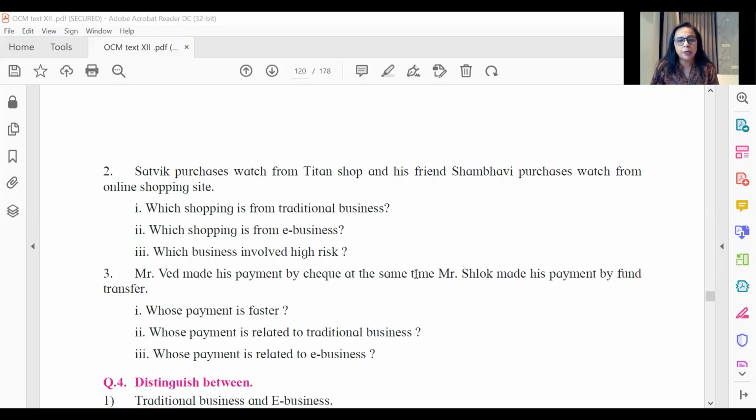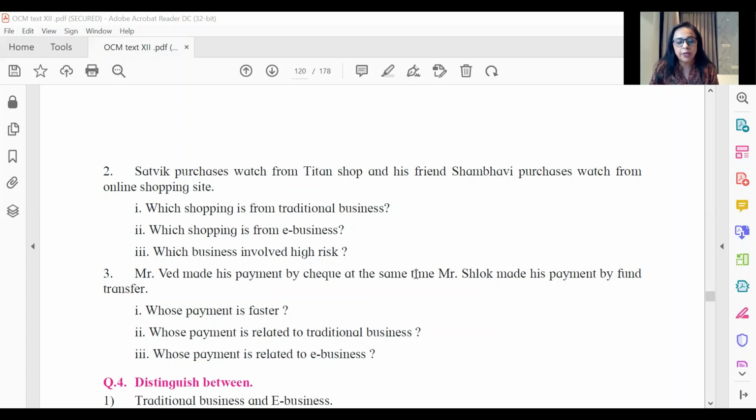Mr. Wade made his payment by check. At the same time, Mr. Shlok made his payment by fund transfer. Once again, if you read this question, first of all, you might get an impression that we're talking about the banking chapter, but you read the questions and you'll get to know that we're talking about e-business, emerging modes of business. First question, whose payment is faster?